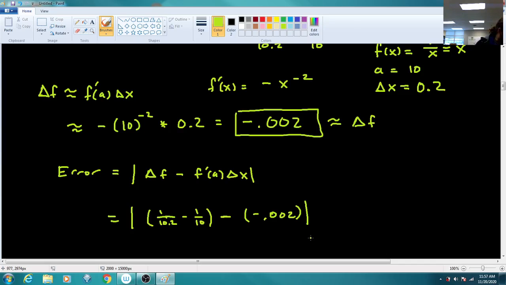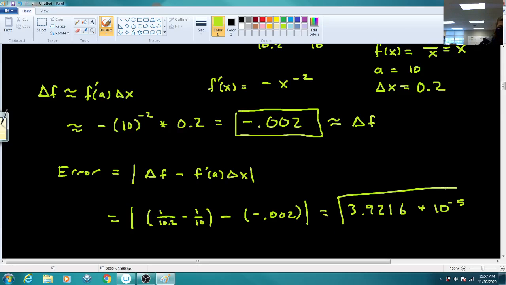And we get basically 3.921, we'll round it, times 10 to the negative 5. So this is a pretty small number, and we'll say that's a pretty good approximation. So this is pretty accurate. So that is our error.